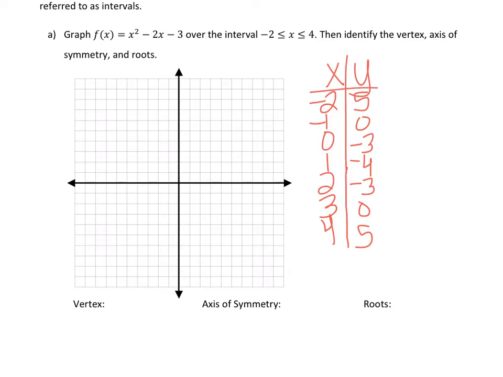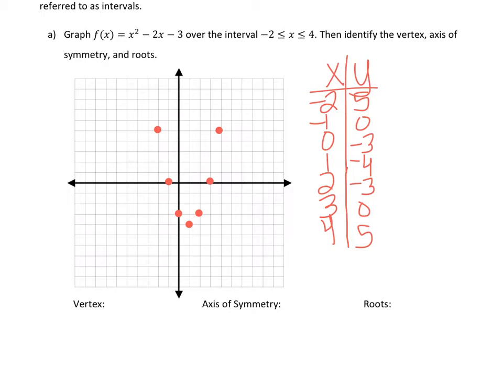Okay, we have -2, 5. Oops, that's a little large. Let's undo that. Okay, -2, 5, 1, 2, 3, 4, 5. We have -1, 0, 0, -3, 1, -4, 2, -3, 3, 0, 4, 5.